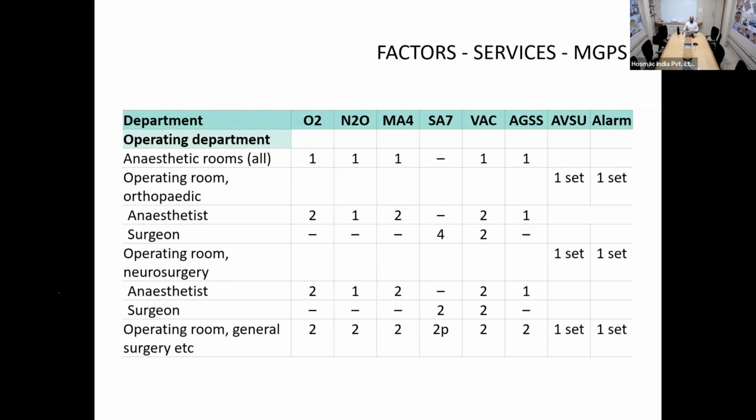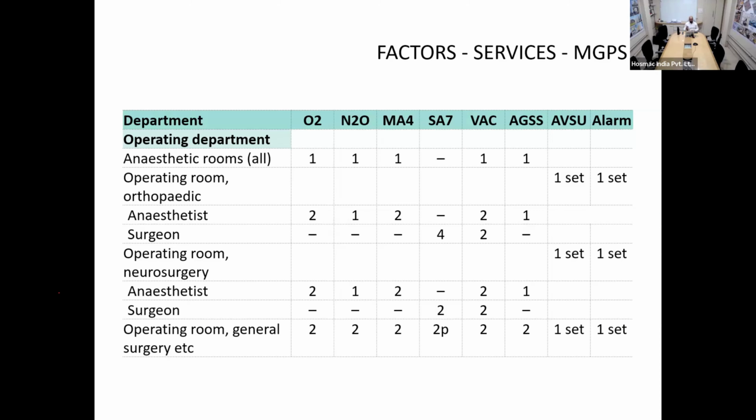O2, of course, stands for oxygen. N2 is nitrous oxide. MA4 is medical air, which is compressed air being delivered at 4 bar pressure for breathing purposes. SS7 is surgical air, which is used for instrumentation like orthopedic drill, orthopedic saw, tourniquet. That's where it is in use.